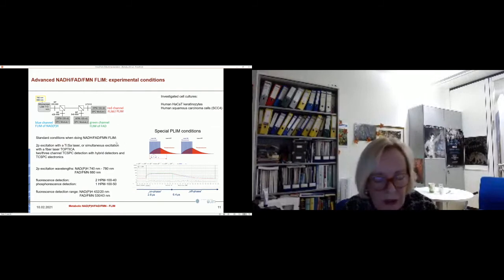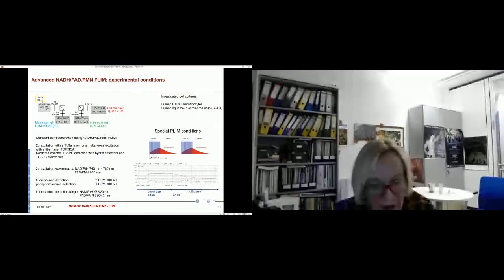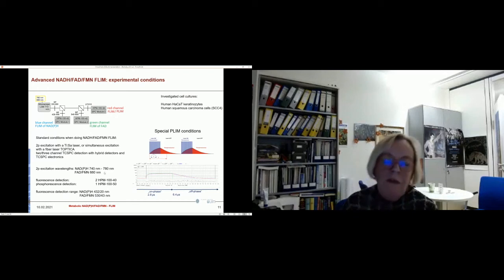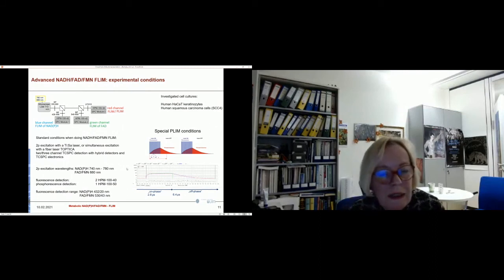I will not go into detail into the techniques because Wolfgang explained this very well, and I think I don't have time. Just to show you, we detected NADH FLIM around 432 nanometer and FAD FMN-FLIM around 530 nanometer. By using these two different excitation wavelengths, we are sure that we got a nice spectral separation between NADH and FAD FLIM. So how have we done our fitting procedure?